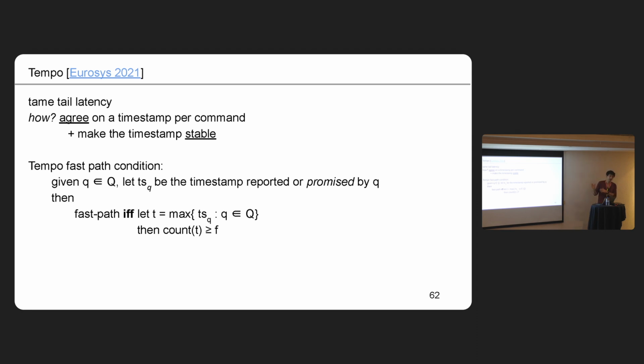Okay. So here I have displayed the fast path condition of Tempo. It's very similar to the one of Atlas. In fact, it's a follow-up work, except that you don't use dependencies, but instead you use timestamps.